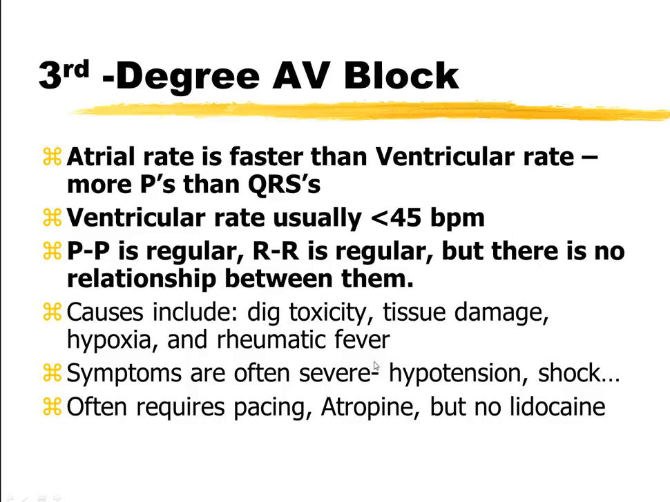Now, a third degree AV block: the atrial rate is faster than the ventricular rate. So if we count the rates of each, you count the P's, count the R's, the rate of the atria is more than the QRS's. The ventricular rate is usually slow, even less than 45. The P to P interval and the R to R interval are regular. They are the same, meaning R to R is the same throughout the entire strip, and the P to P is the same. But there's no relationship between the two of these.